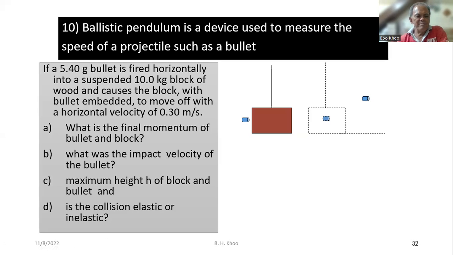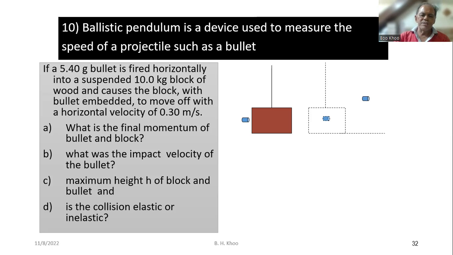A 5.4 gram bullet is fired horizontally into a suspended 10 kilogram block of wood and causes the block with the bullet embedded to move off with 0.3 meters per second. What is the final momentum of the bullet? What's the impact velocity of the bullet? What's the maximum height of the block and bullet? Is the collision elastic or inelastic?